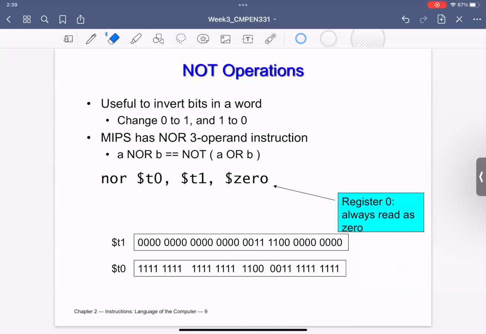Suppose that I would like to do a NOT operation. A NOT operation is nothing but ORing that particular number with a 0 and then inverting. This will give you a NOT operation, or invert operation. So T1 here will just be inverted this way: 0 will be 1, 1 will be 0, and so on and so forth. And the destination T0 will have just the NOT operation.